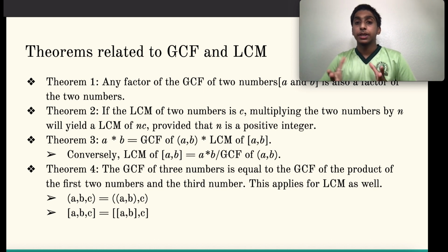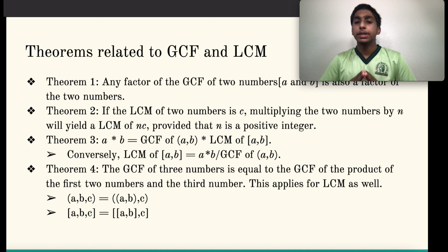So basically what this is saying is if you have two numbers, their GCF, and if that GCF has factors, the factors are also factors of A and B. And again, you could always substitute A and B with two numbers. That may help you visualize this a little better.